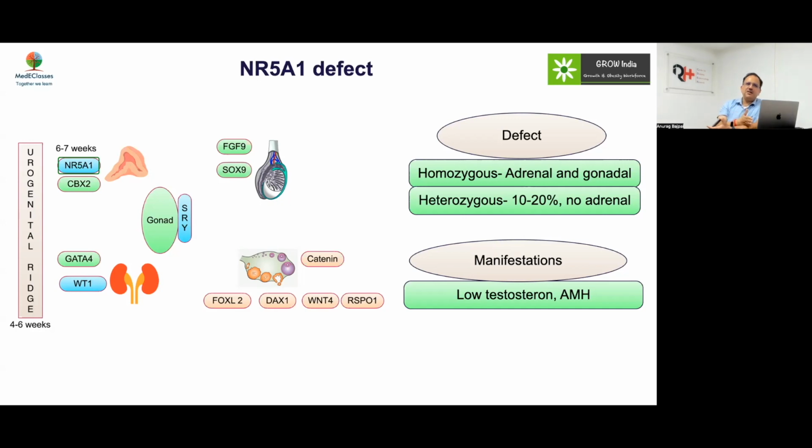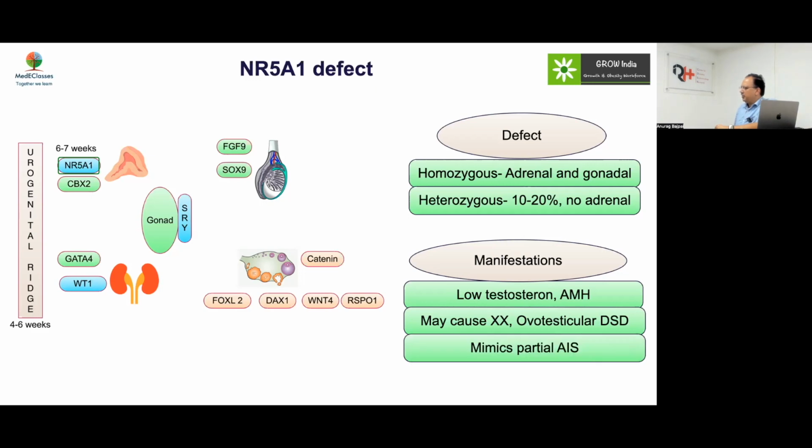So the major differentiating feature of a gonadal dysgenesis versus an impaired testosterone production, 5-alpha reductase defect, partial AIS, or complete AIS is that you will have no Mullerian structures in Leydig cell problems. While in combined problems, you may also have a Mullerian structure present. Now this again can cause XX ovotesticular DSD. It importantly mimics partial AIS.